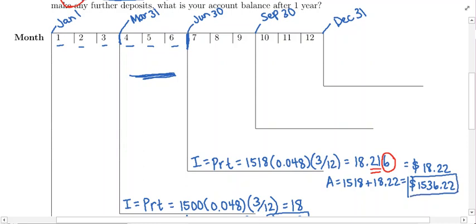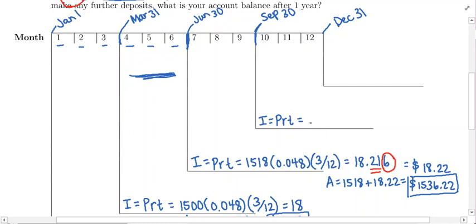So now this balance, $1,536.22, is going to sit there through July, August, and September. And that is the amount that will earn interest. So at the end of the third quarter, on September 30th, you will get another interest payment. So let's go ahead and calculate like we've been doing. We've got to do our principal times our rate times our time.